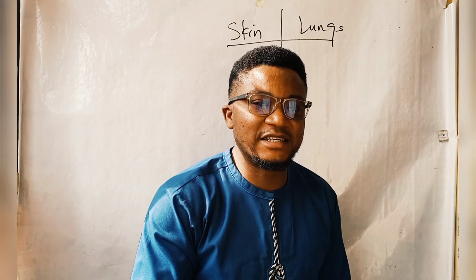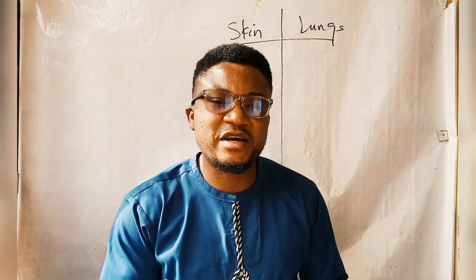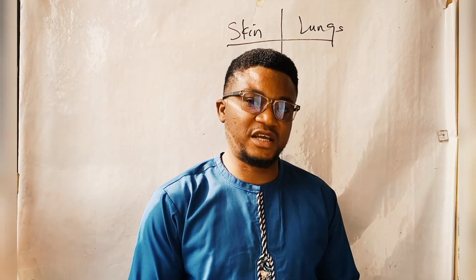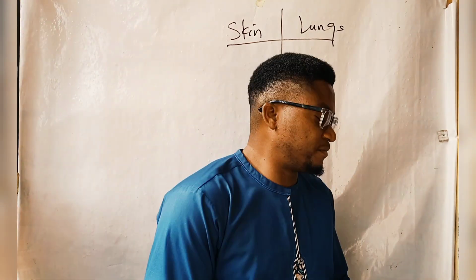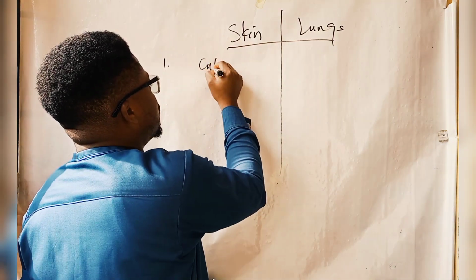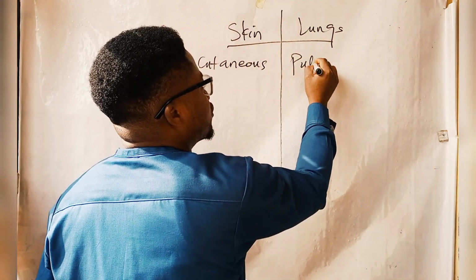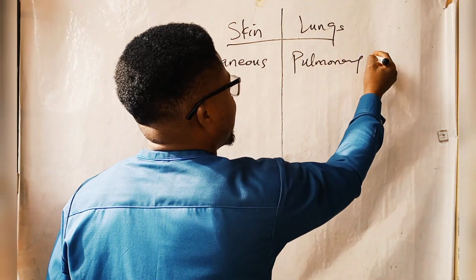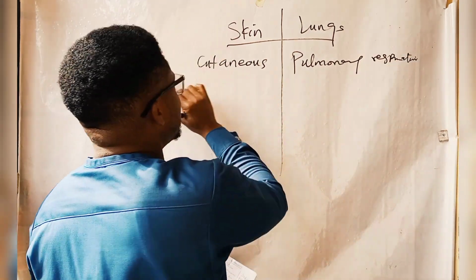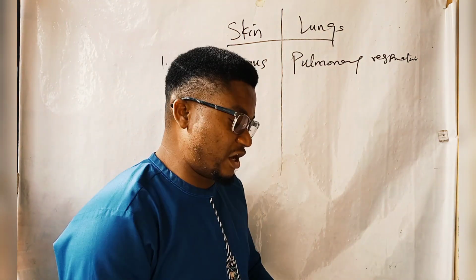Now, you will understand that both the skin and the lungs are being used in the respiratory process, right? But there are certain things that differentiate the activity that happens in the skin and what happens around the lungs. Now, for the skin, the number one difference I want you to note is that this is called the cutaneous respiration, and this is referred to as the pulmonary respiration. So the skin is referred to as the cutaneous respiration, while the lungs is referred to as the pulmonary respiration.